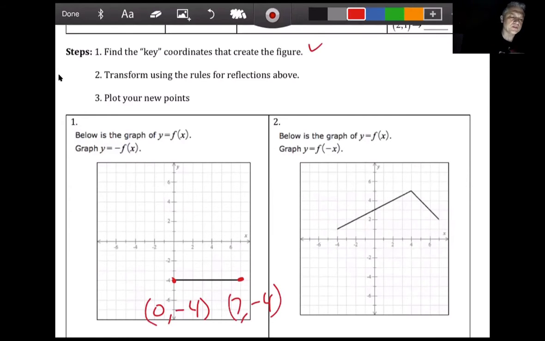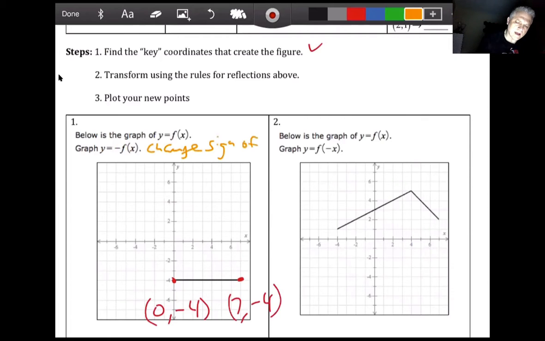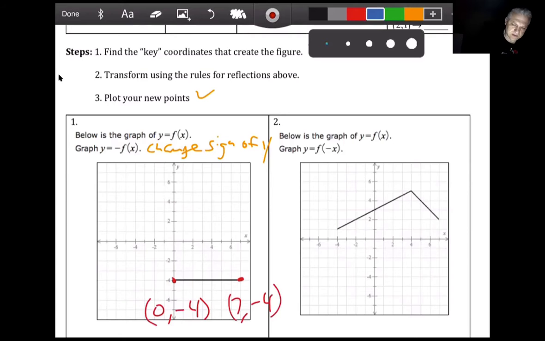Done. Step 2, transform using the rules of the reflections above. The rule of the reflection was, if you have a negative outside of the f of x, not in the parentheses, we are going to change the sign of y. So all we're going to do is multiply these y coordinates by -1 and change their sign. That's it. Now we're going to plot the new points. 0, -4 becomes 0, +4, so we bring it up to 0, 4. And then 7, -4, we change the sign of y, and it becomes 7, +4.